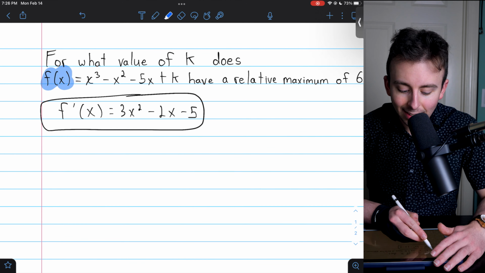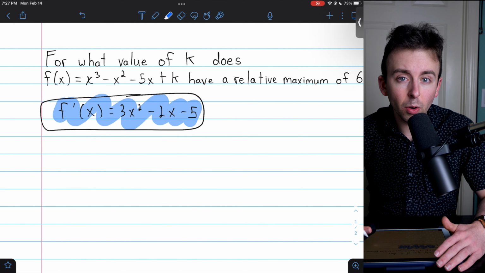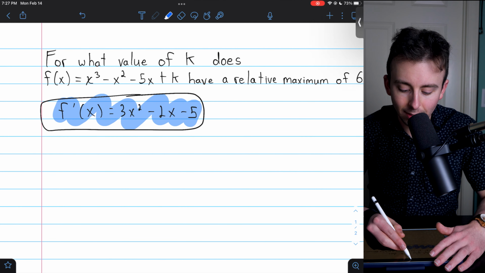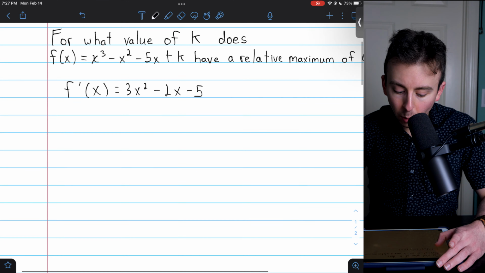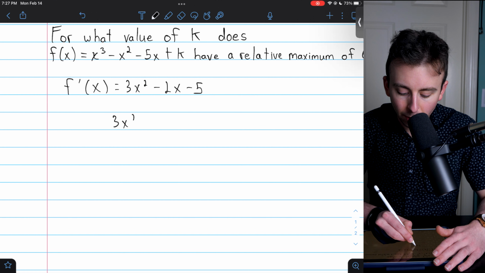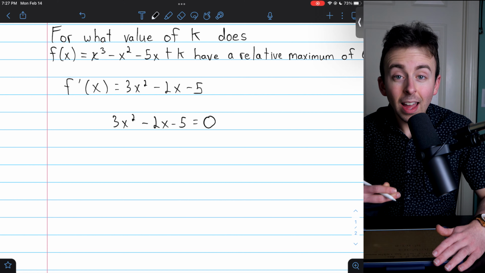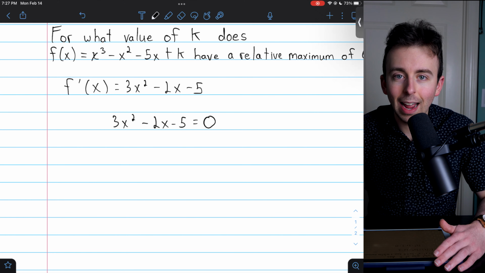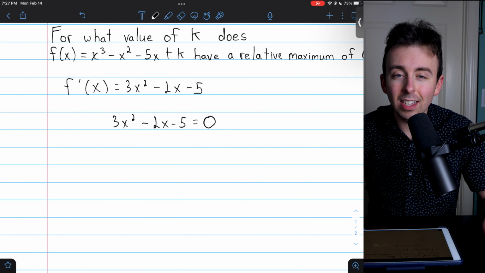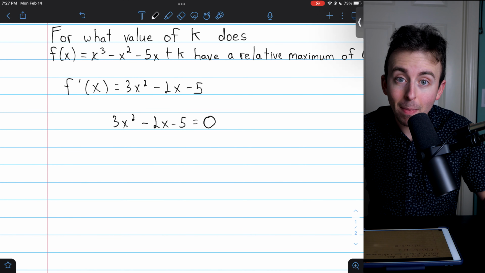Now, this is a continuous function, and it is defined on all real numbers, and its derivative is as well. So if we ask, where are the critical points of this function, where the derivative is zero or not defined? Well, the derivative is defined everywhere, so we're just left to find where the derivative is equal to zero. So we'll take the derivative that we just figured out, 3x squared minus 2x minus 5, and set it equal to 0. Again, we're trying to find the critical points right now.